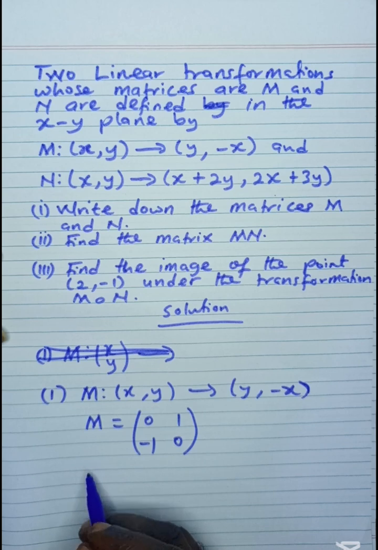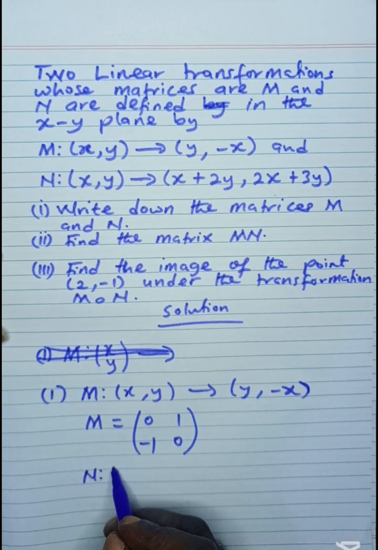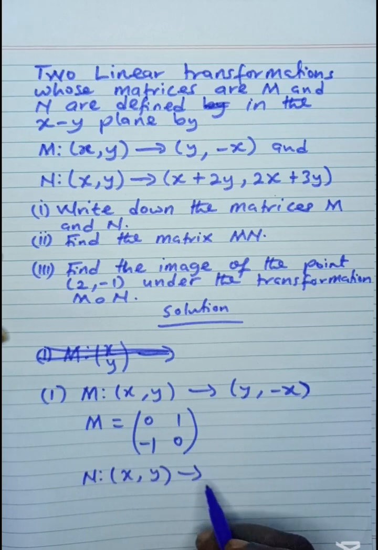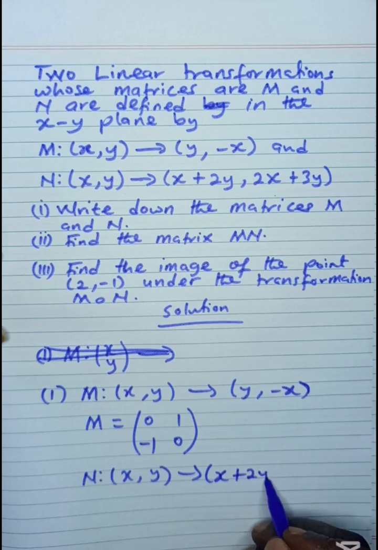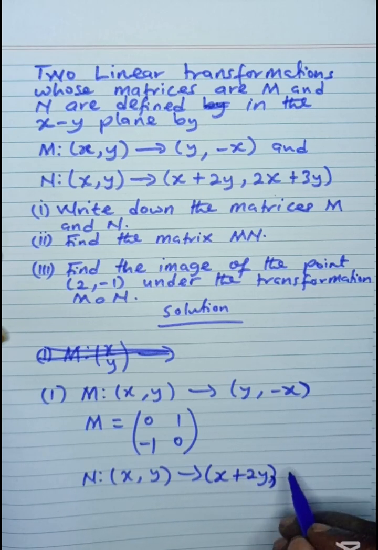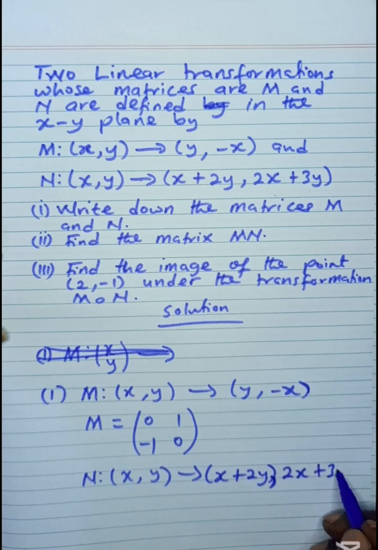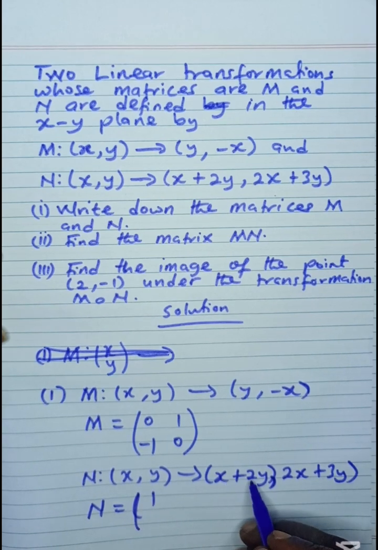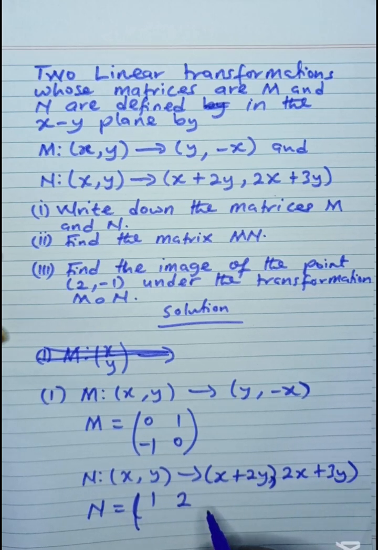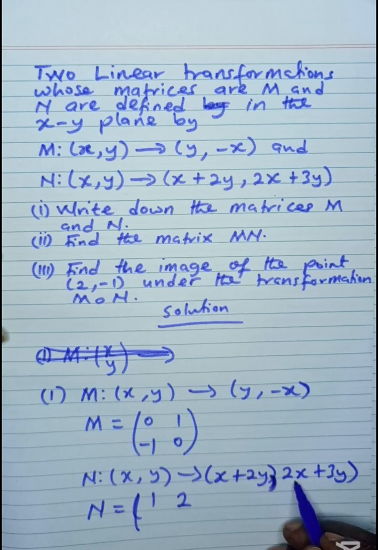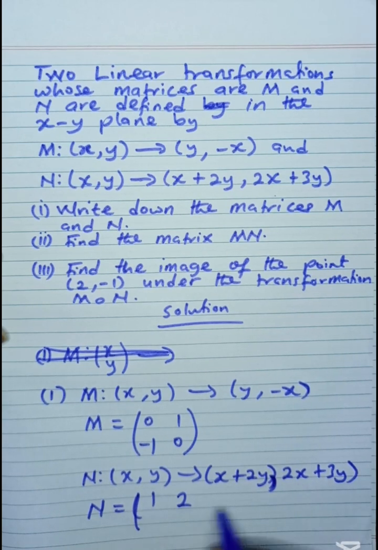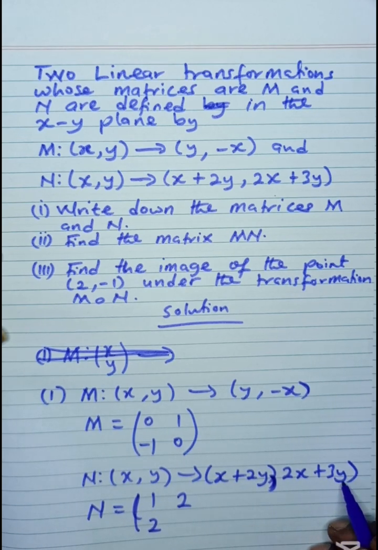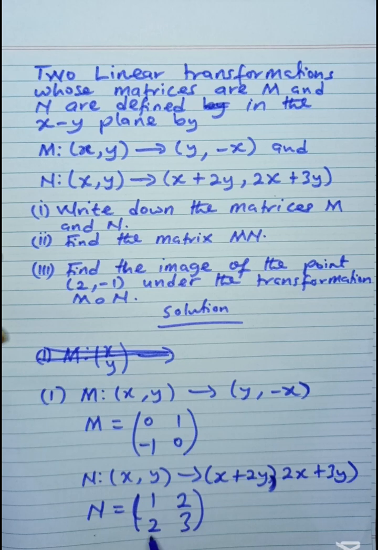Now let us write the matrix N. We have N: (x, y) maps to (x + 2y, 2x + 3y). So the matrix N is equal to: the coefficient of x is 1, the coefficient of y is 2, positive 2. The next is 2x, so the coefficient of x here is 2, and the coefficient of y is 3. So the matrix for N is [1, 2; 2, 3].